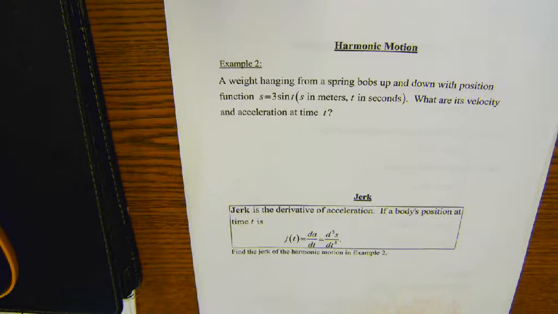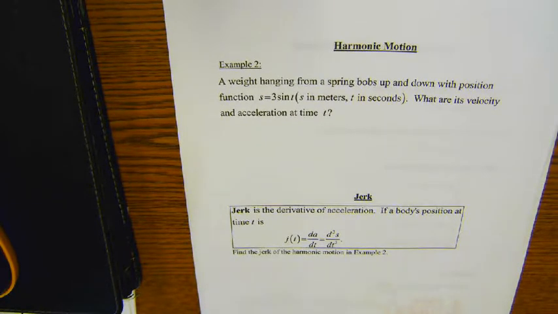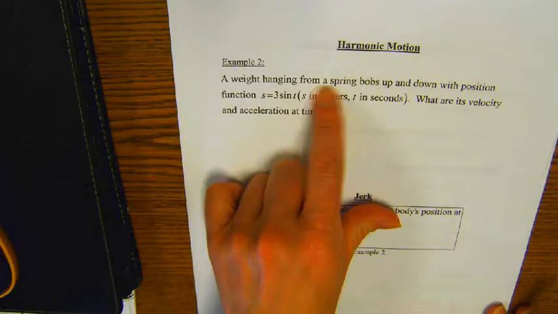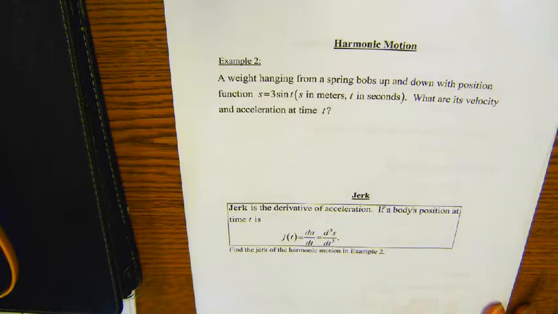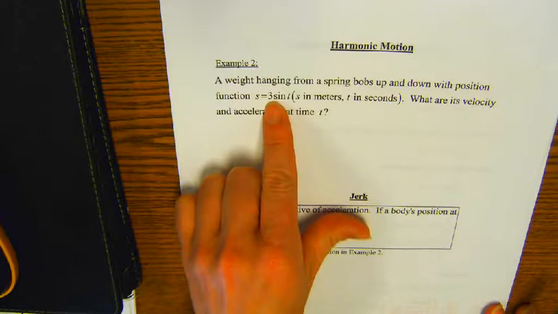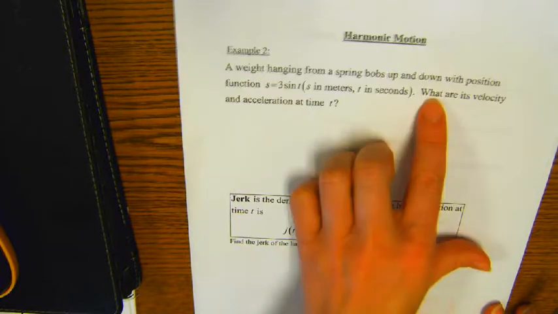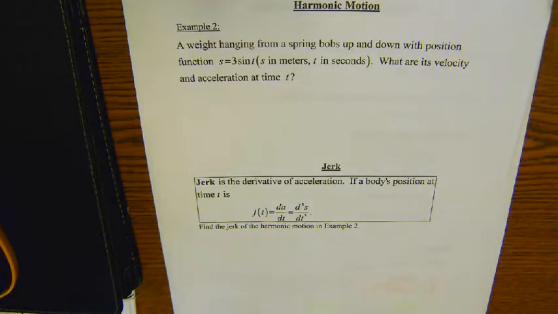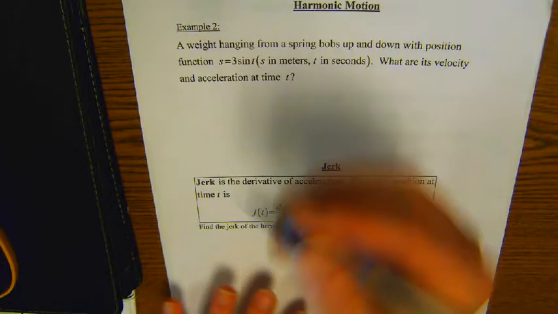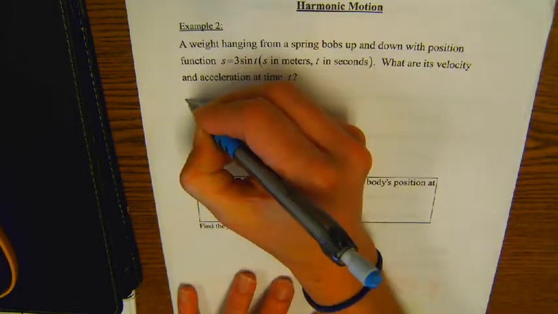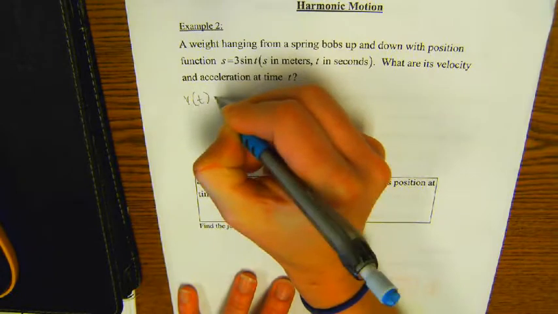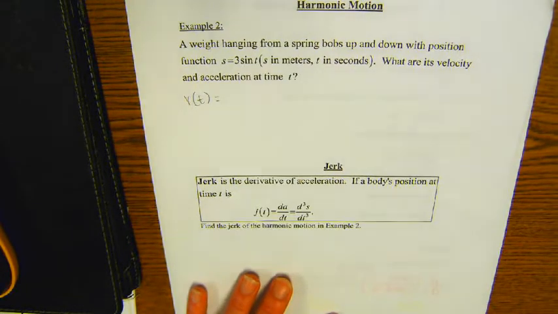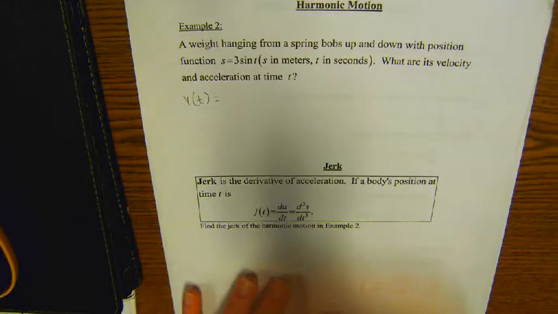So now how is this related to what we did with 3-4 with position and velocity? A weight is hanging from a spring and it bobs up and down with position function s equals 3 sine t, where s is in meters and t is in seconds. So let's find its velocity equation and its acceleration equation at time t. So how would I find its velocity equation? Take the derivative of the position equation.